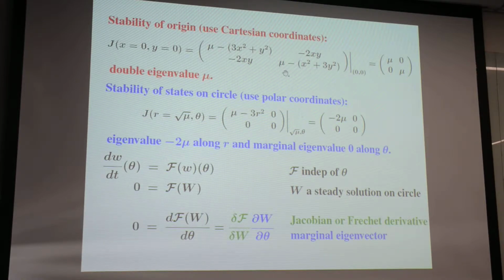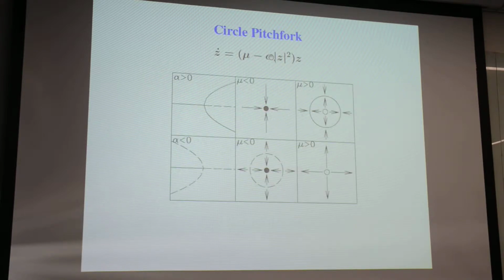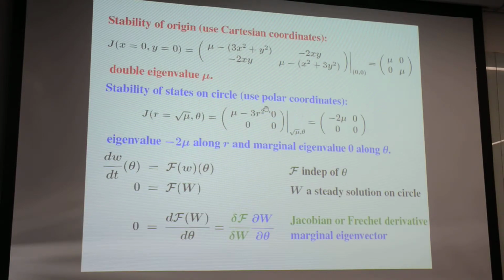Now, as we said before, it's always good to have practiced with Jacobians. Jacobians are matrices, but they are to be evaluated at a point, usually a fixed point. So we see this is a matrix, and it's to be evaluated at particular values of x and y. We said we have a fixed point at 0. So let us evaluate it there. We get mu, 0, 0, mu. We have a double eigenvalue mu.